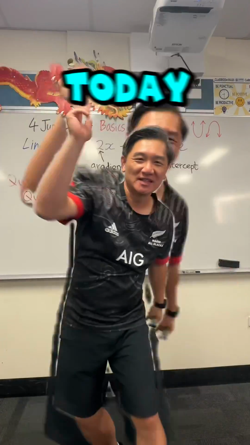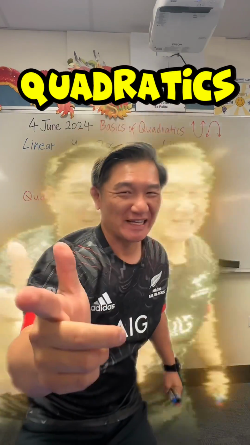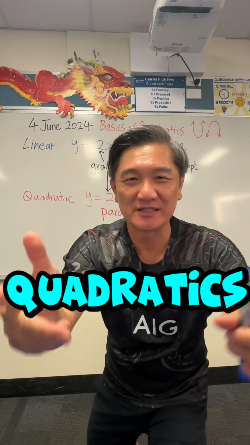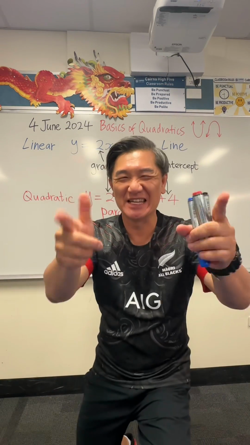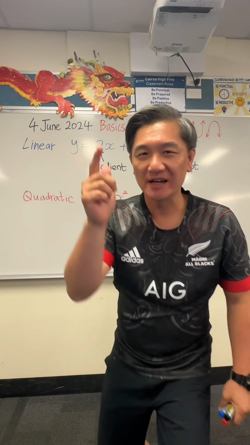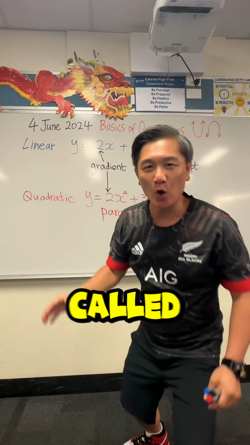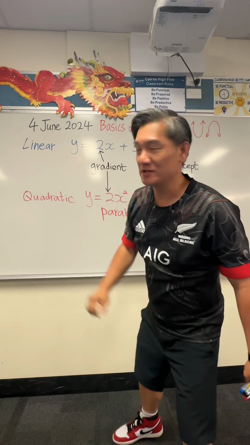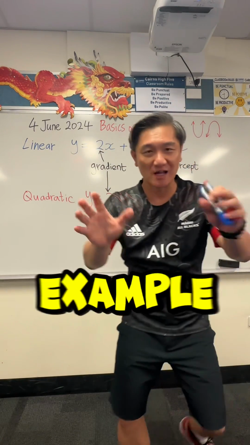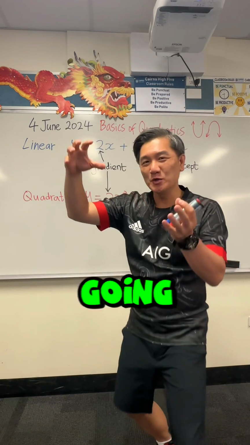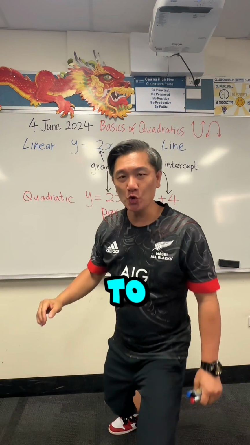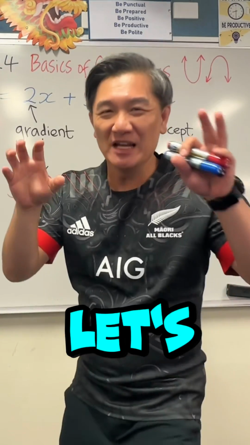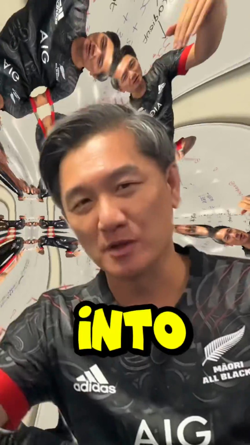Alright, today I want to start with quadratics. Okay? Every time you hear quadratics, you know you are in year 9. In year 7 and year 8, we learned this thing called linear equations. Linear equations. Y is 2x plus 3, for example. Today, we're going to link the linear to quadratic. Today is our first introductory lesson. So let's get down to the basics first before we get into the numbers.